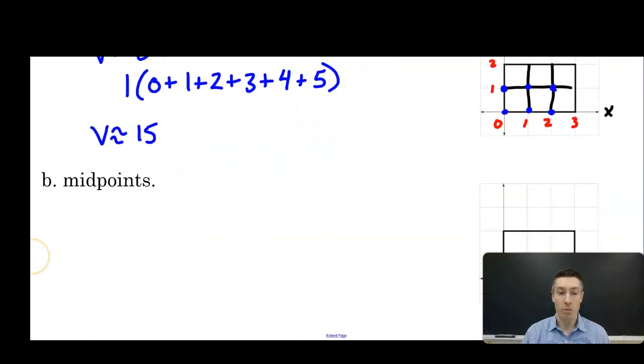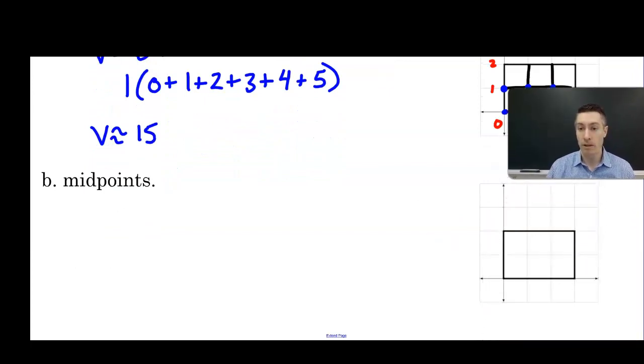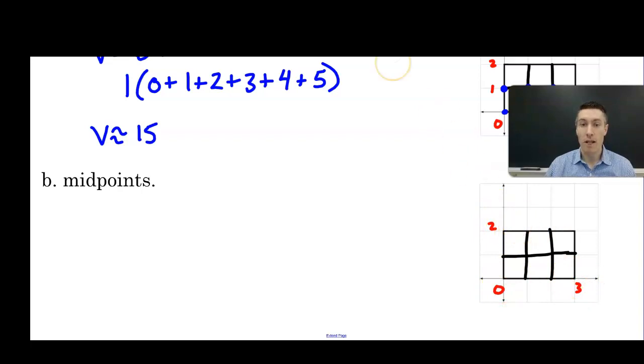Now for part B, we're going to change and now use the midpoints. So again, break it down. Let's stick with black as far as drawing our subrectangles. Okay, so still 0 to 3 and 0 to 2, but our sample points are going to be the midpoints, so that's going to be 1/2, 3/2, 5/2, 1/2, 3/2. So definitely going to be working with some fractions here. Sample points right in the middle of each square.